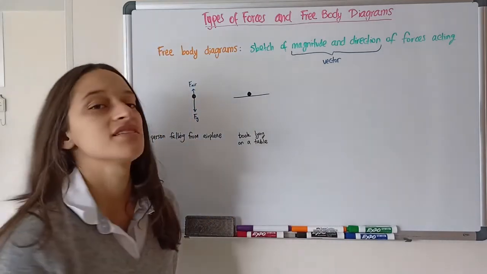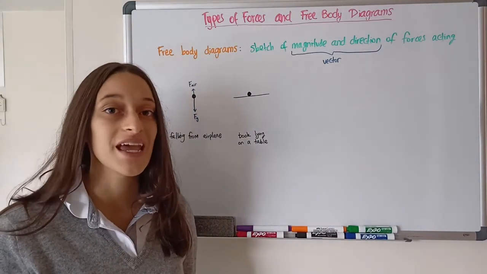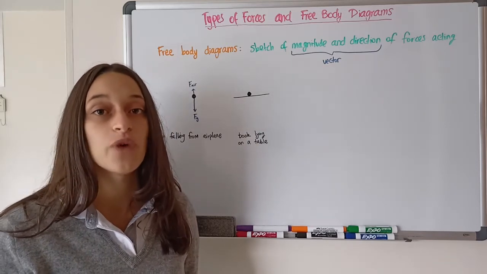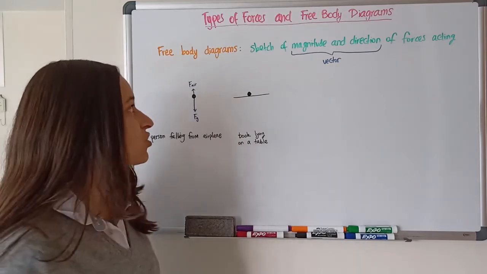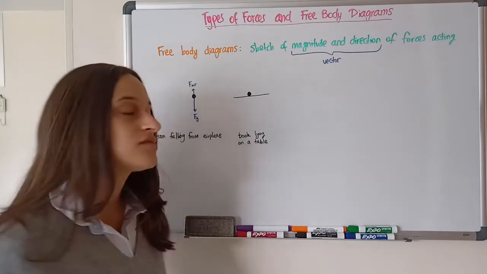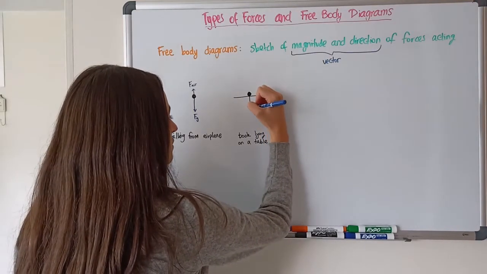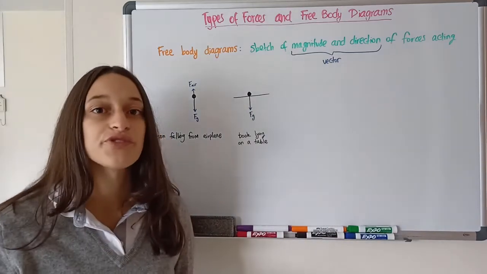So some of you might say, okay, if it's not moving, there are no forces acting on it. But remember that everything always has a weight. There's always a force of gravity. So as soon as they tell you to draw a free body diagram, the first thing you should do, just by instinct, is to make an arrow downwards and call it force of gravity. That's the first thing you do.